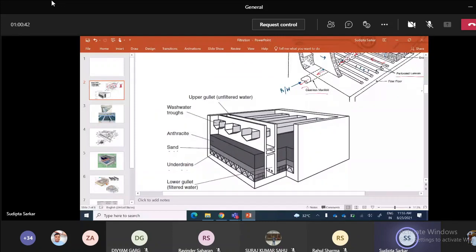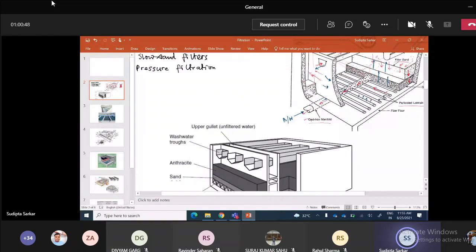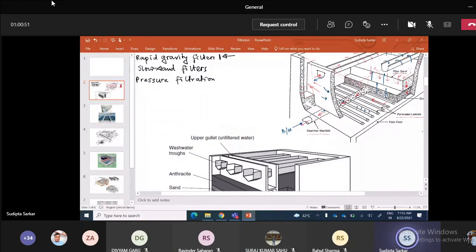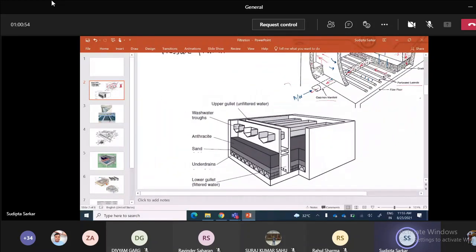And the channel that we are talking about, that was feeding the water here or taking the backwash water, is called the upper gullet channel. You can see this is the upper gullet channel, and this is unfiltered water, and then there is a lower gullet, which is filtered water. Now this is your filter. If you look at the water troughs, this is your sand bed.